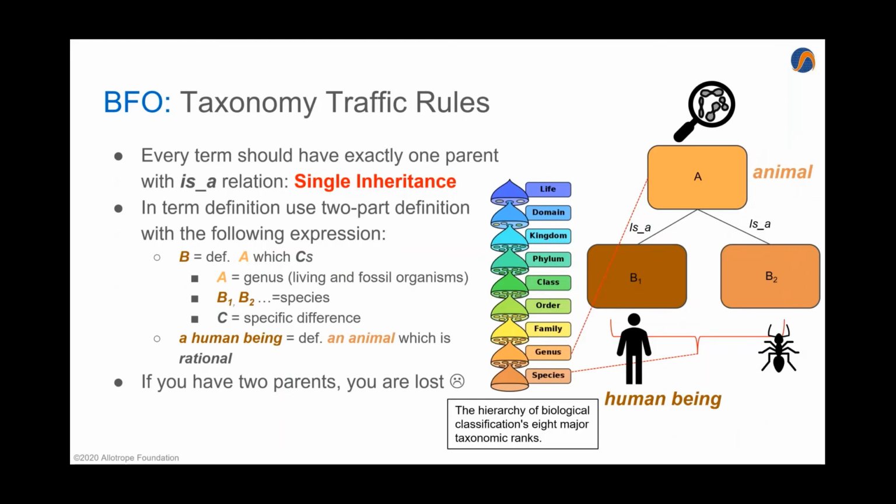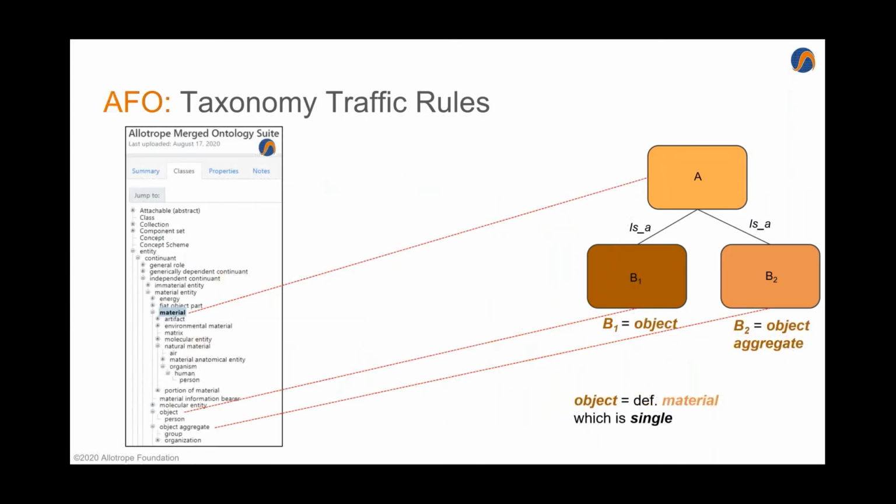And the BFO has taxonomy traffic rules. First of all, every term should have exactly one parent, single inheritance, and there is a two-part definition, which is, I'll go directly to the example. A human being is an animal which is rational, and rational is the difference. B, a human being is an animal, which is C. C is specific to the difference, which is rational. That's the difference. And let's look in the ontology.